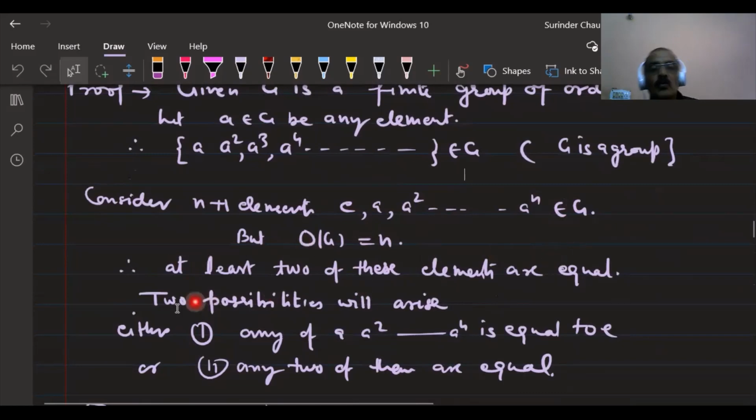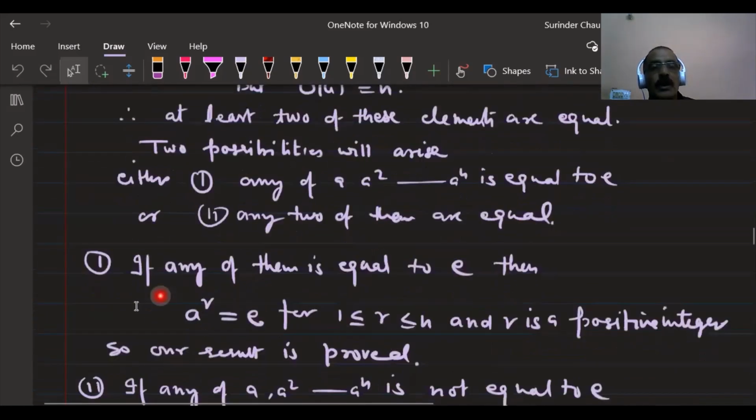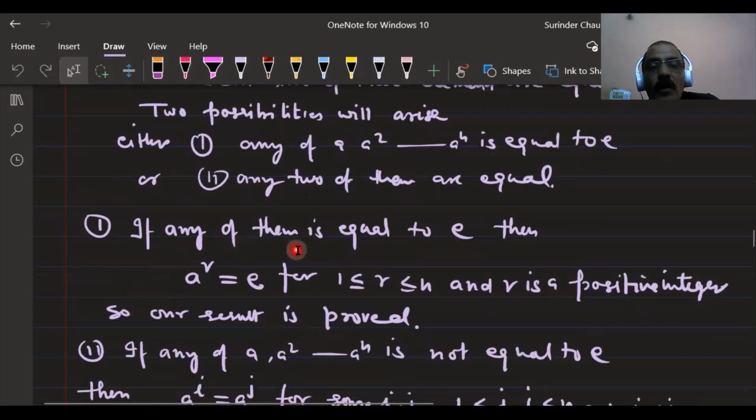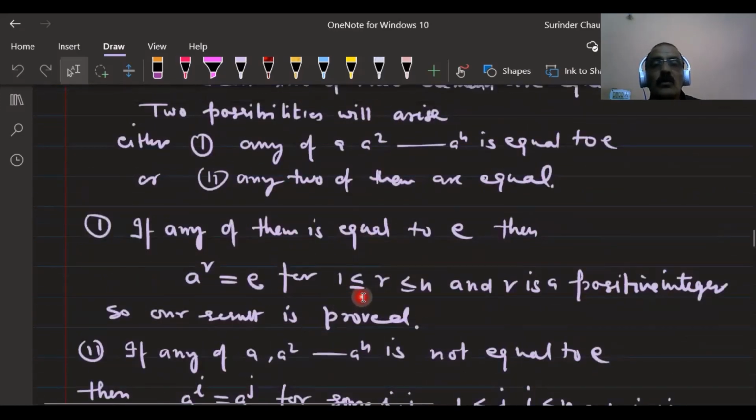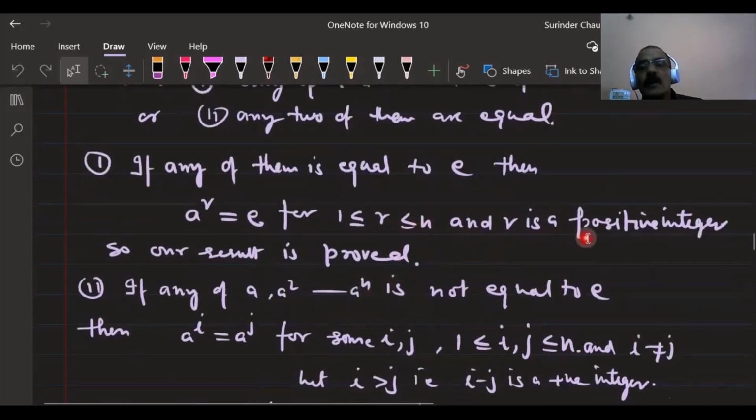Two are equal. Two possibilities, right? Either any of A, A squared, up to A^n is equal to E, or none is equal to E. If none is equal to E, then any two of these elements are equal. So now let us take the first possibility. If any of them is equal to E, then A^R is equal to E for some R with 1 less than or equal to R less than or equal to n, and R is positive. So our result is proved.